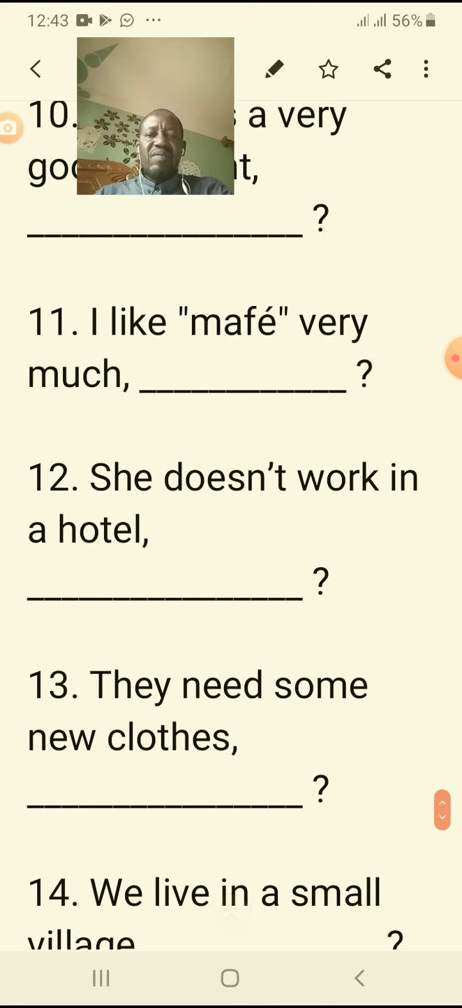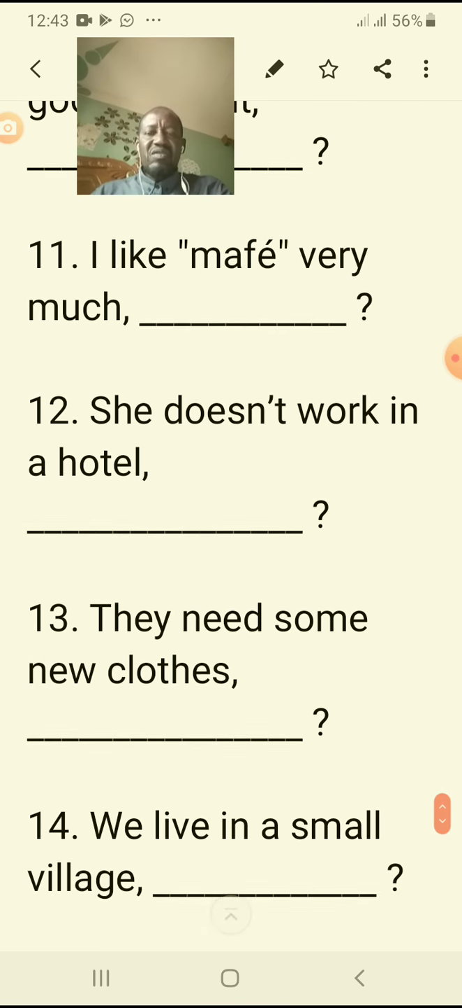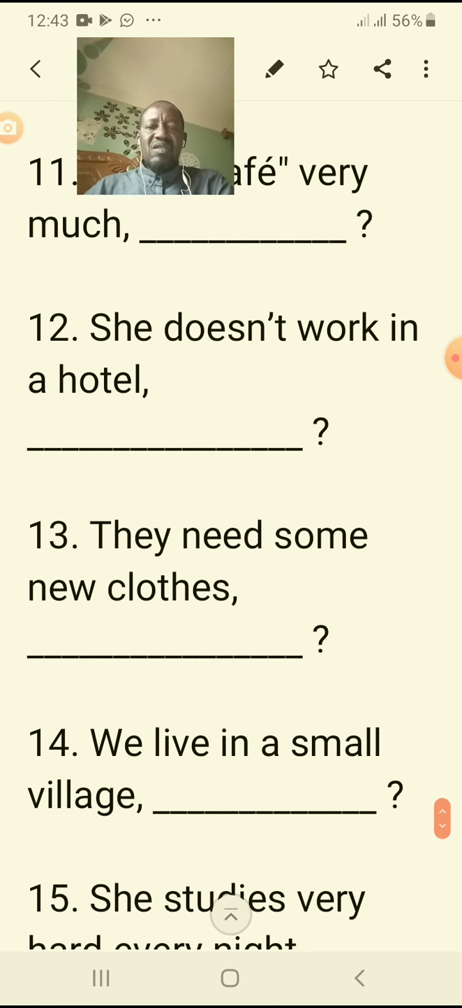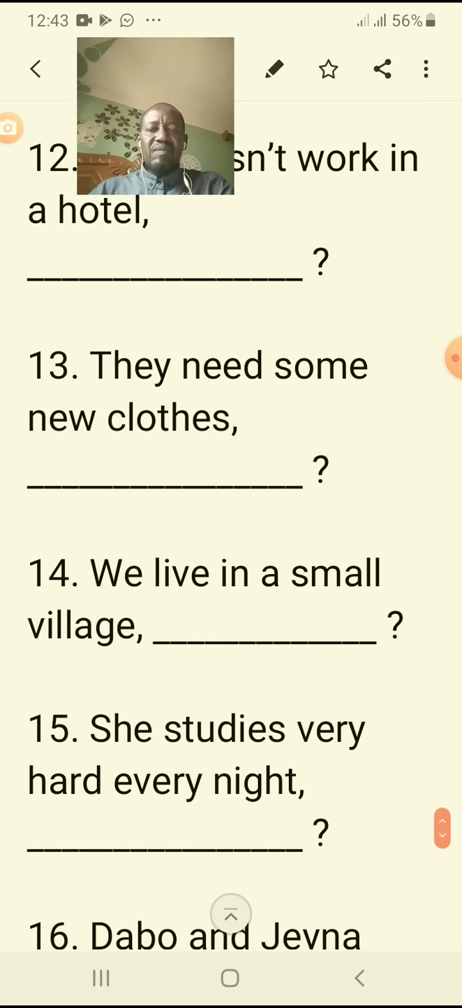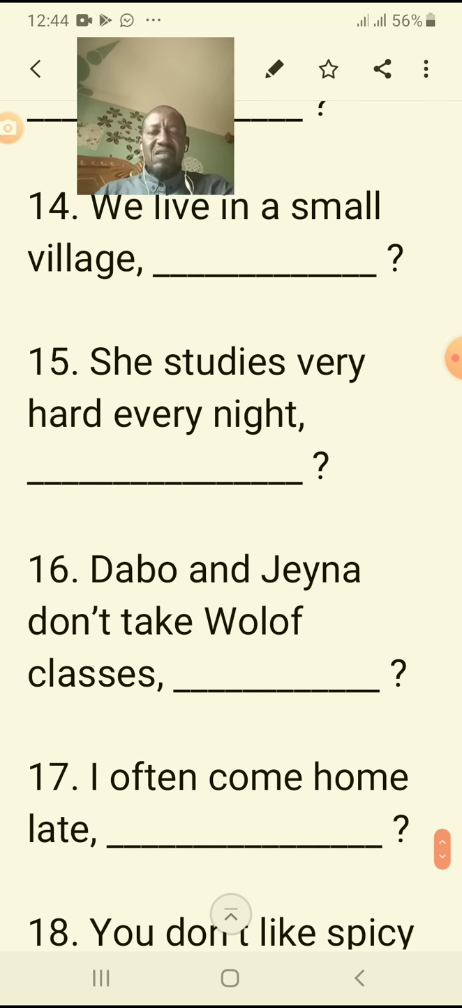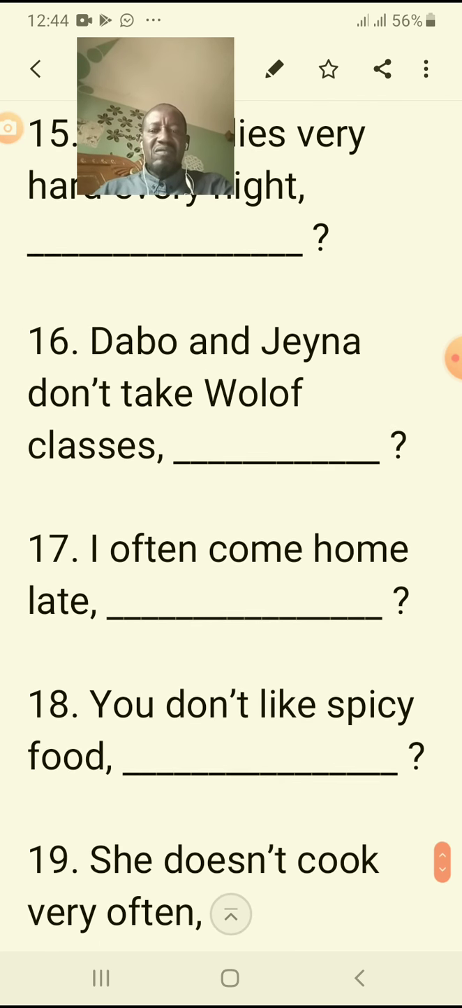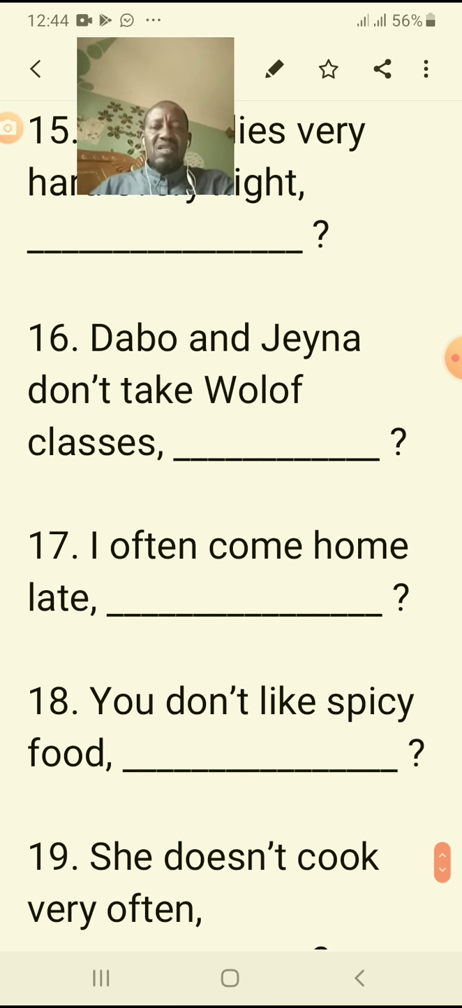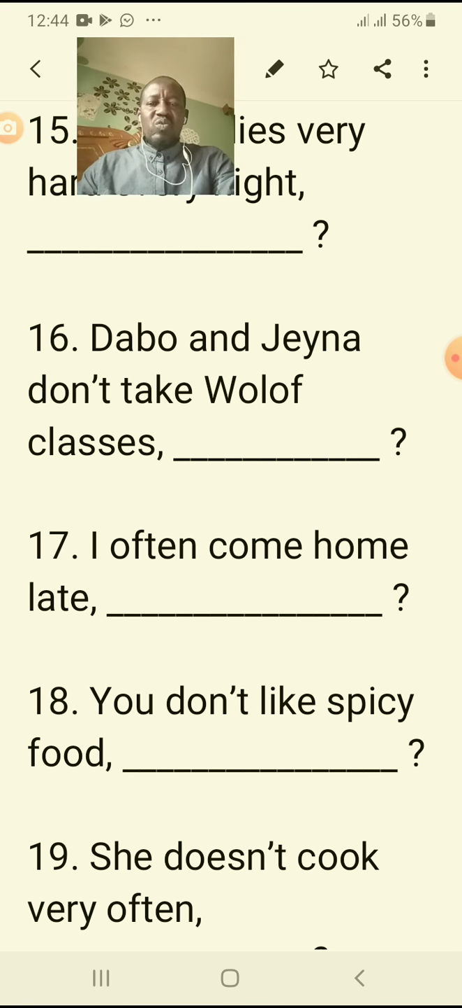11, I like Mafe very much. 12, she doesn't work in a hotel. 13, they need some new clothes. 14, we live in a small village. 15, she studies very hard every night. 16, Dabo and Jenna don't take Wolof classes.